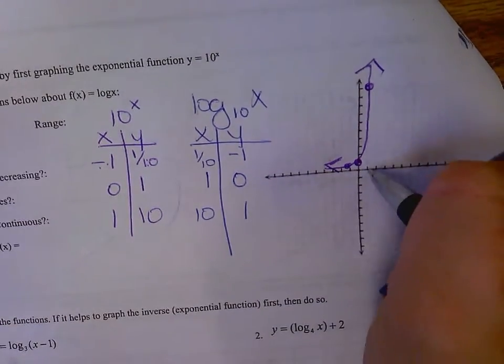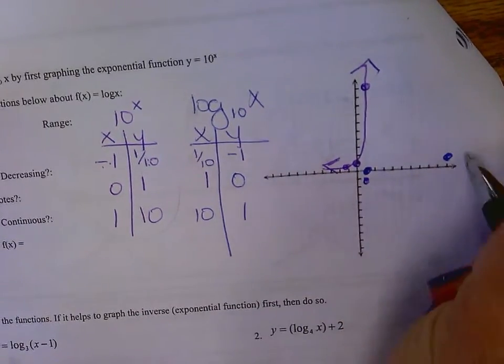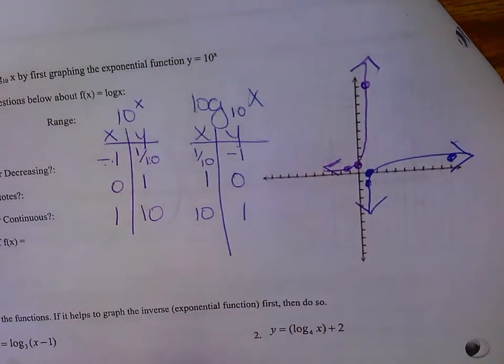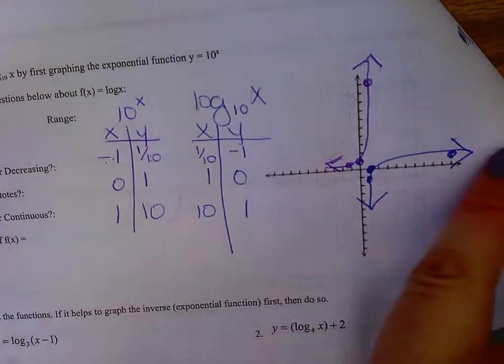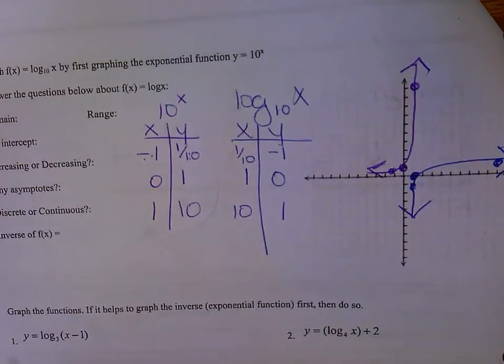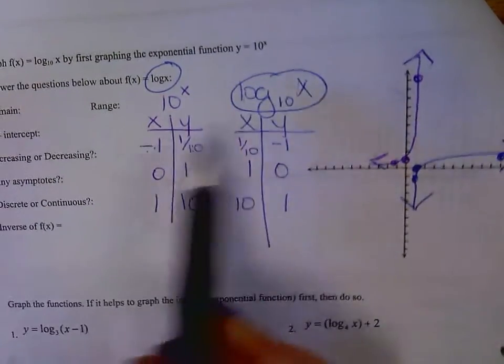So 1 comma 0, 10 comma 1, and 1/10. So very strongly sharp to the right because it's over 10 and up 1. So let's see if we can answer the questions about the log base 10 graph. So what are the answers about my blue graph over here?